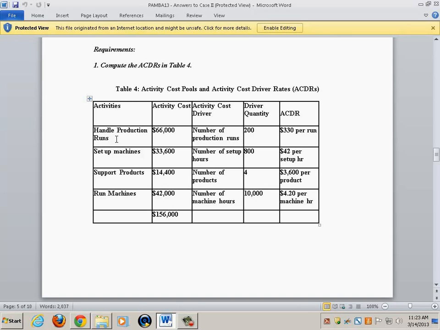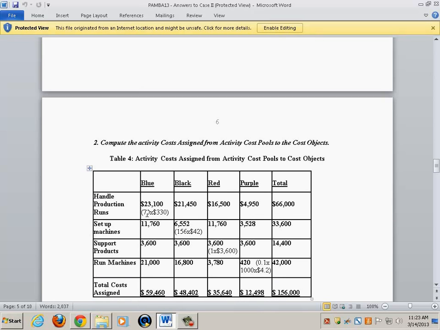Per run, how much of run times $330 of cost of this particular cost of this activity to 1,100. Here.